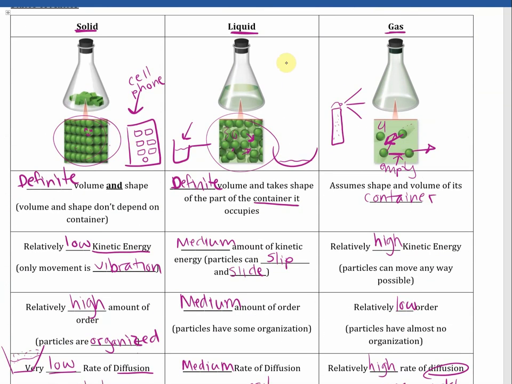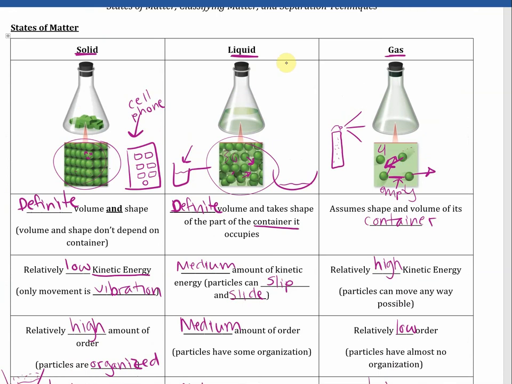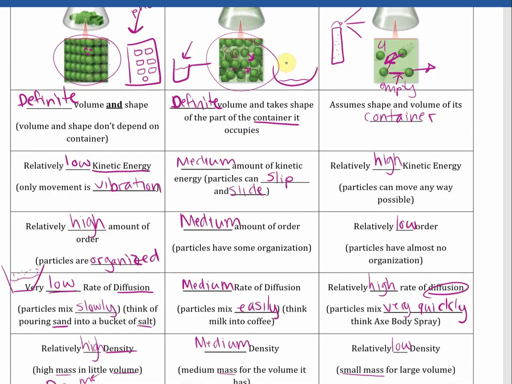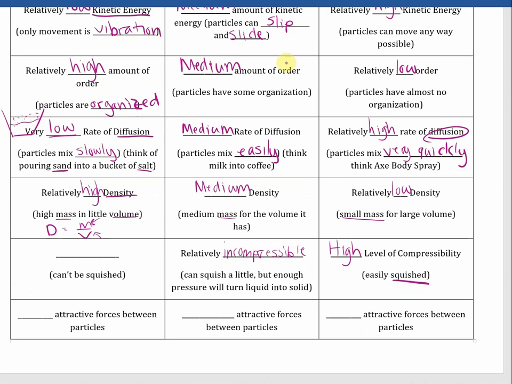And then your solids, there's no room between these particles. They're all touching. There's literally nowhere for them to go. So your solids are incompressible. They cannot be squished. If you try to squish a solid, best case, nothing will happen. Worst case, you're going to break it because there's no room for those particles to go.